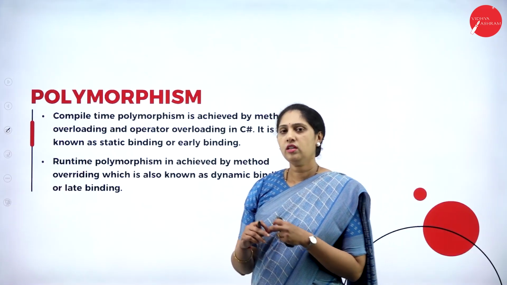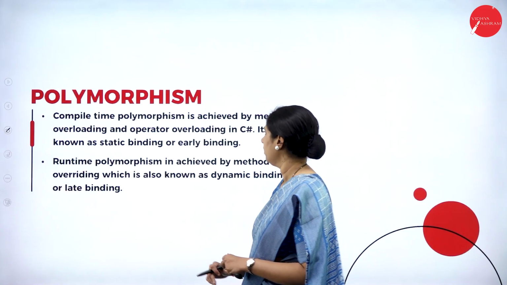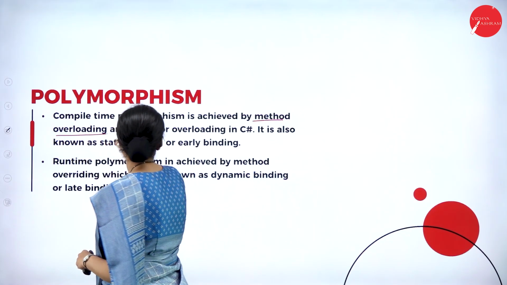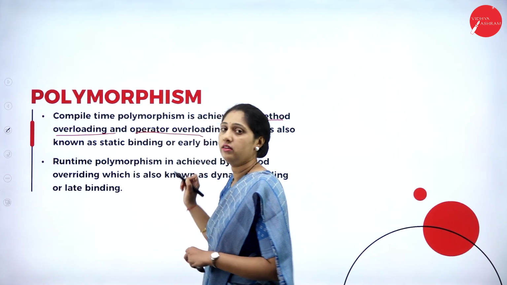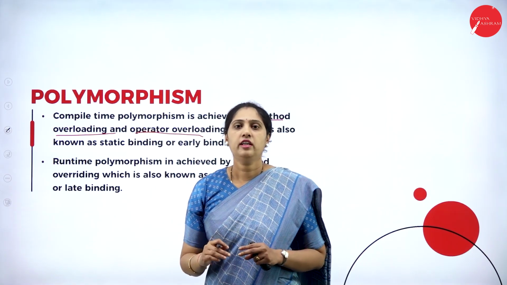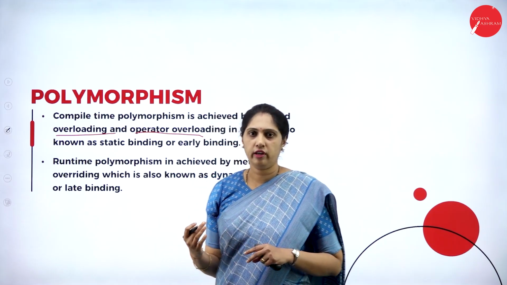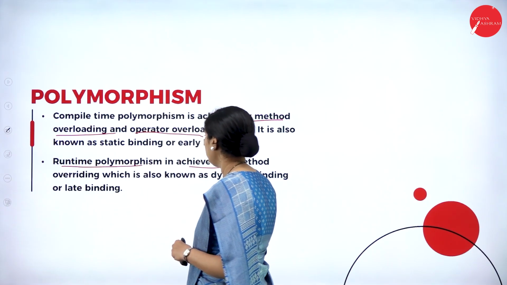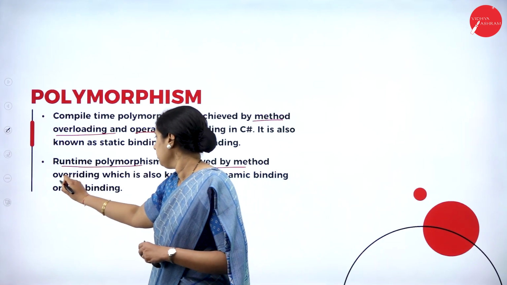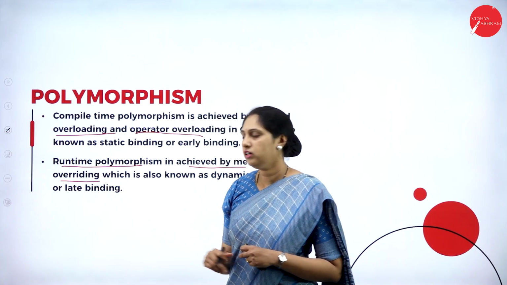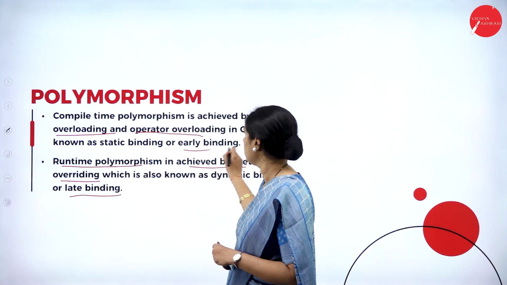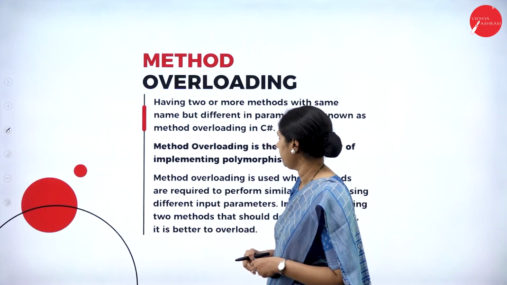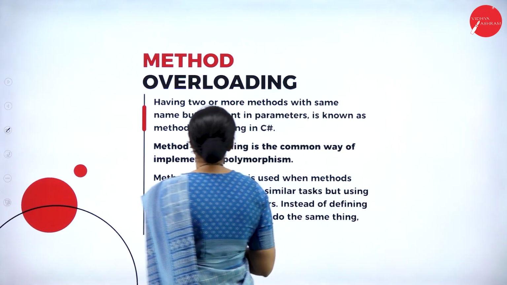Next. So, what is compile time polymorphism? It is achieved by overloading, that is method overloading and operator overloading. If I say compile time, it is overloading. Runtime, it is overriding. So, runtime polymorphism is achieved by which method? Overriding method. You can also use the word late binding. What about this? This is early binding, compile time polymorphism.